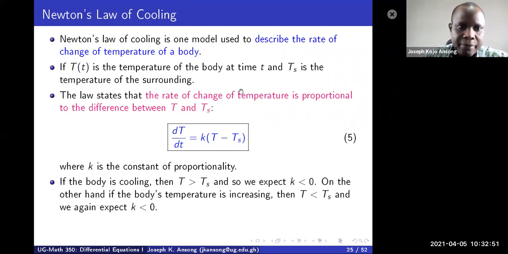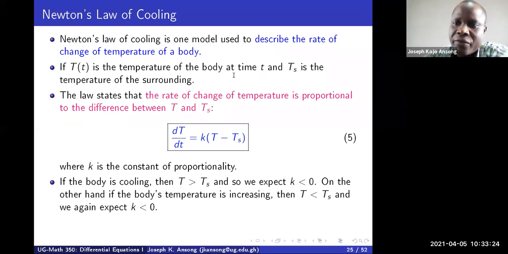Newton's law of cooling is one of the models we can use to describe the rate at which the temperature of a body, or a room, which is often used as well, is changing with time. Now, if T is the temperature of the body at time t, and Ts represents the temperature of the surrounding, the environment, or the ambient.